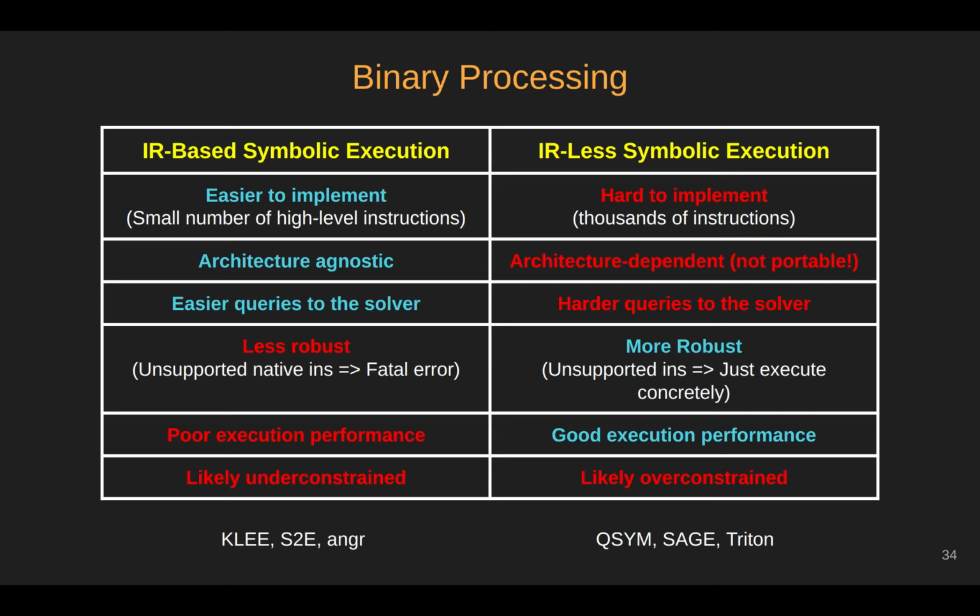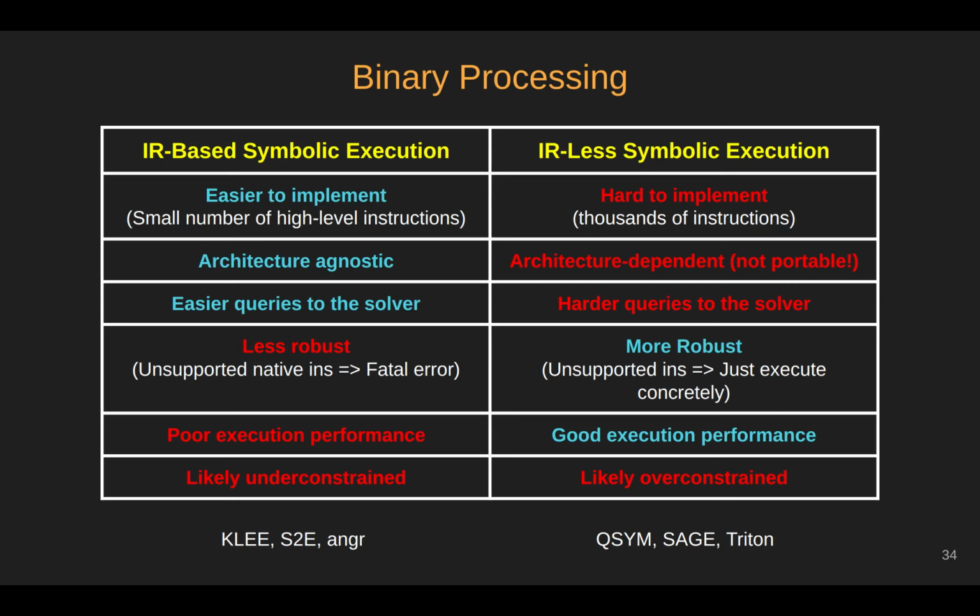However, when you have the IR-based approach, if you fail to lift the binary, or if the binary contains some instructions that you are not aware of, then you cannot continue. I mean, there are some ways to bypass this, but you cannot model an instruction, you lose constraints, and then what do you do in that case? Whereas in the IR-less symbolic execution, you have an unsupported instruction, you don't care, you just execute it, because that's what you're doing, you're executing concretely.